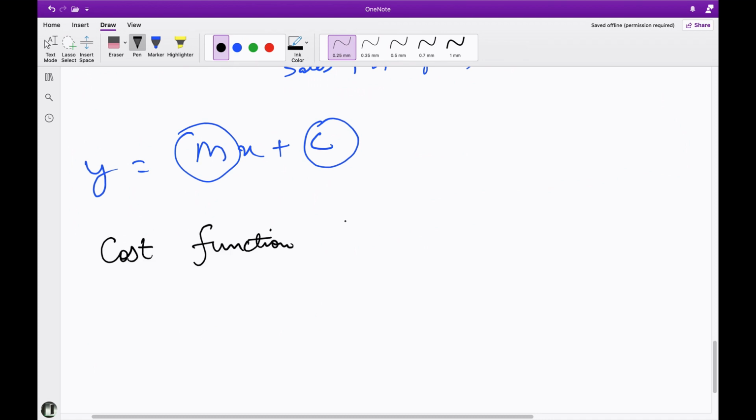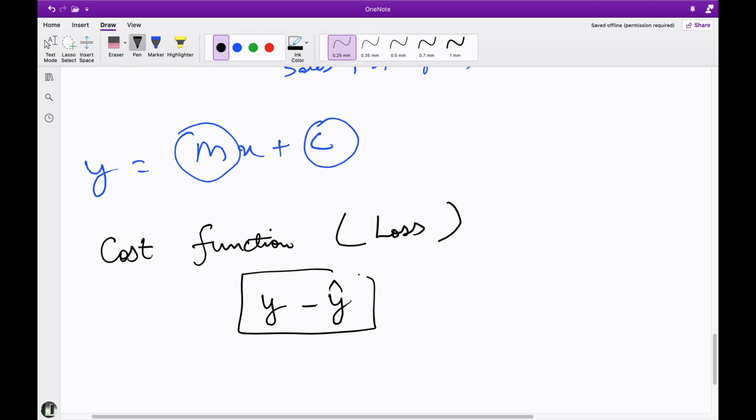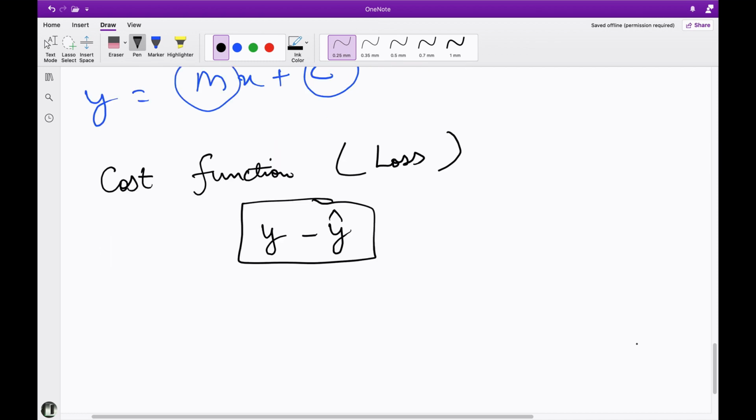Cost function is nothing but a loss: for the actual value we have y, and what we are predicting is y cap. This difference is known as the cost function, in simple words. This cost function helps us figure out the best possible value for the slope m and the intercept c. And since we want the best value for m and c, we try to minimize this error.